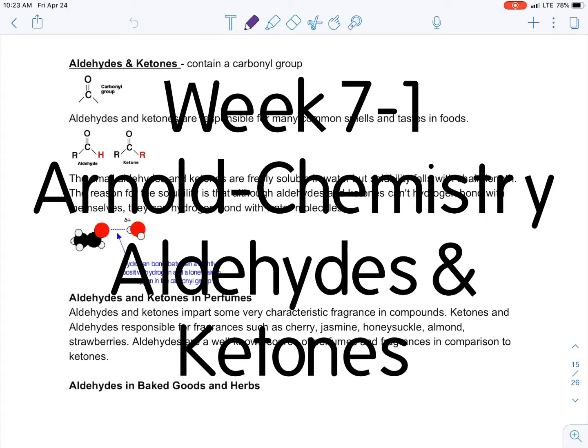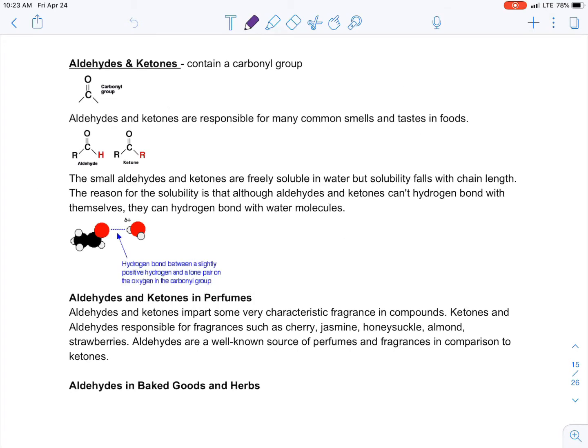Today we're going to talk about some organic compounds that are commonly found in foods and smells. These will be some things that you'll be familiar with by smell or by taste, but you may not be familiar with by name and structure. So we'll just get started right at the beginning. Our first two things that we're going to talk about together are called aldehydes and ketones.